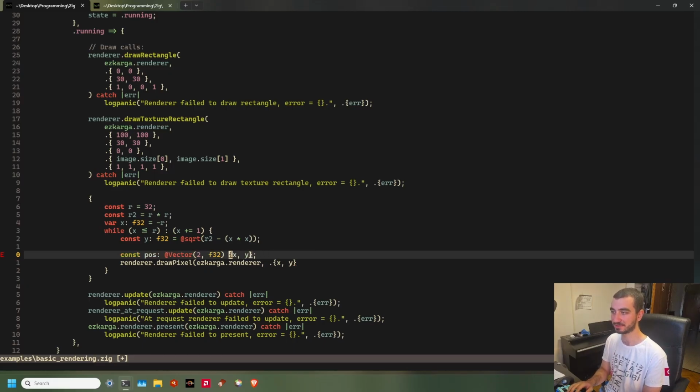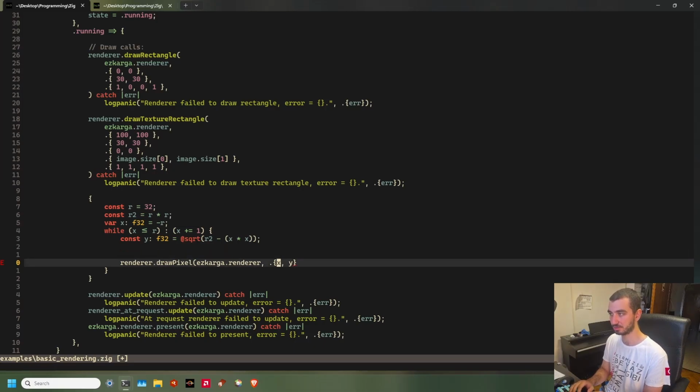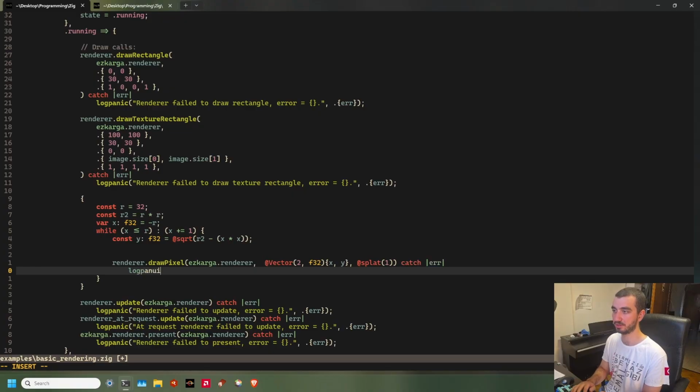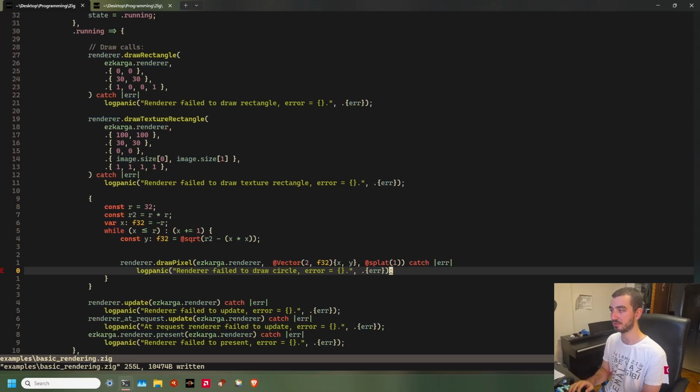I'm just thinking about the future, so it's not really related to the algorithm I just described, but let's do it this way. It's a bit more verbose to do, but you'll see why I'm doing it this way. So the color is just going to be white for now. Then this does return an error, so on error we're just going to panic and say renderer failed to draw circle. Error is this thing.